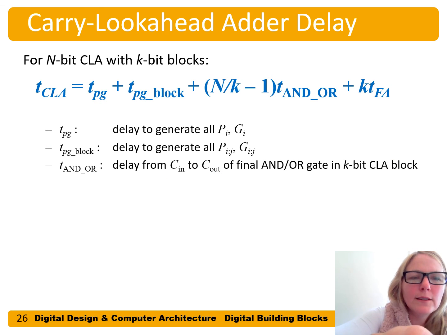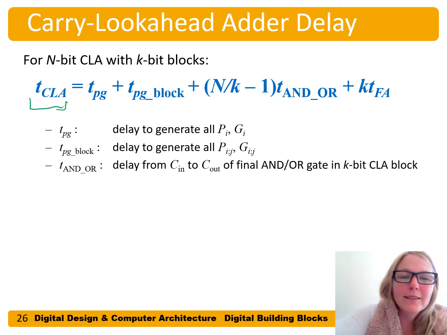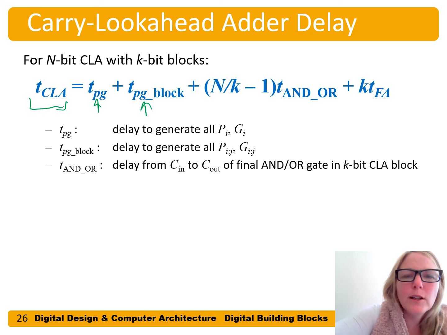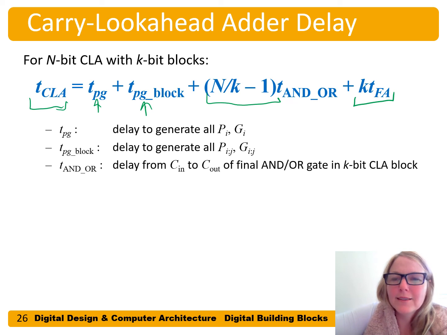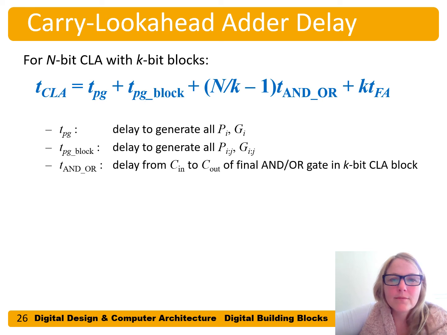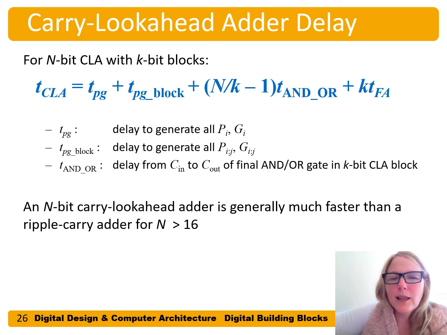And so our equation is: the delay of a carry lookahead adder, the critical path, is T_PG plus T_PG block plus n over k minus 1 (in our example, it was 7) through the AND-OR gates, to make the final calculation for the block carry outs, and then rippling through the last group of k-bit blocks to produce the sum bits, or k times T full adder. So an n-bit carry lookahead adder is generally much faster than a ripple carry adder for n greater than 16.